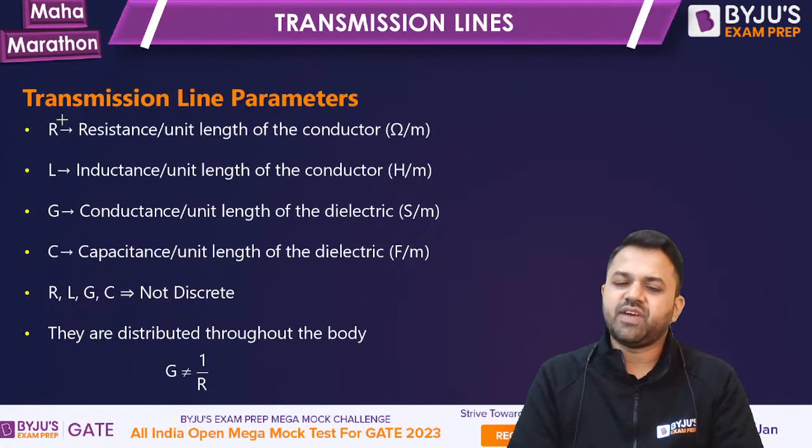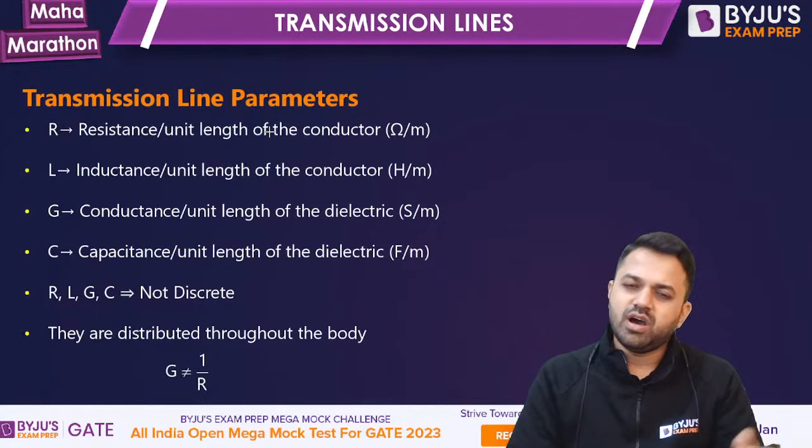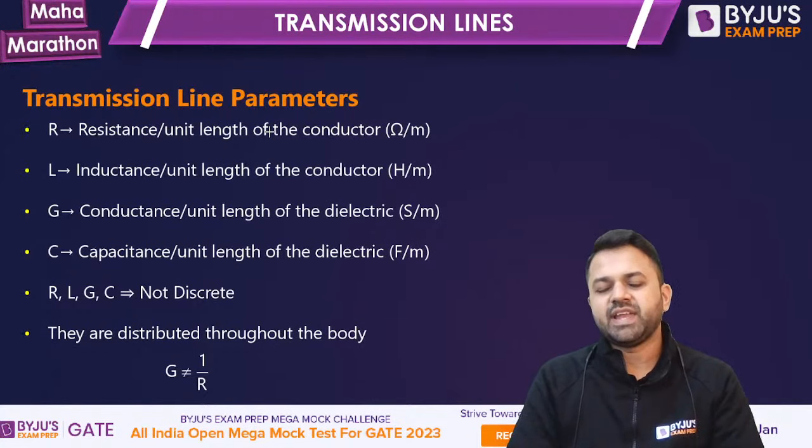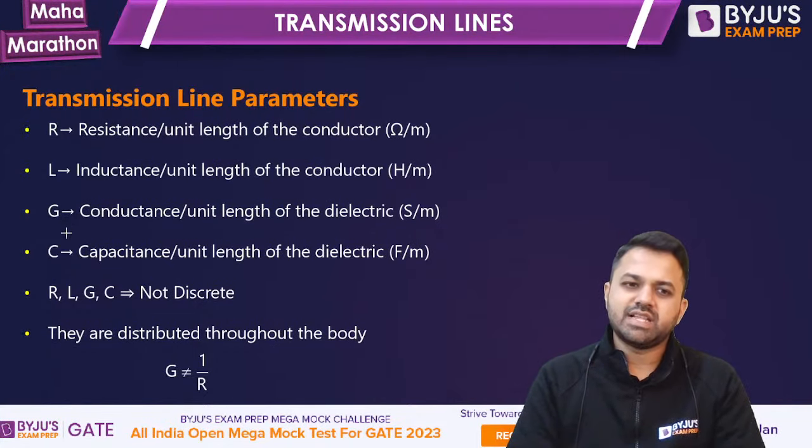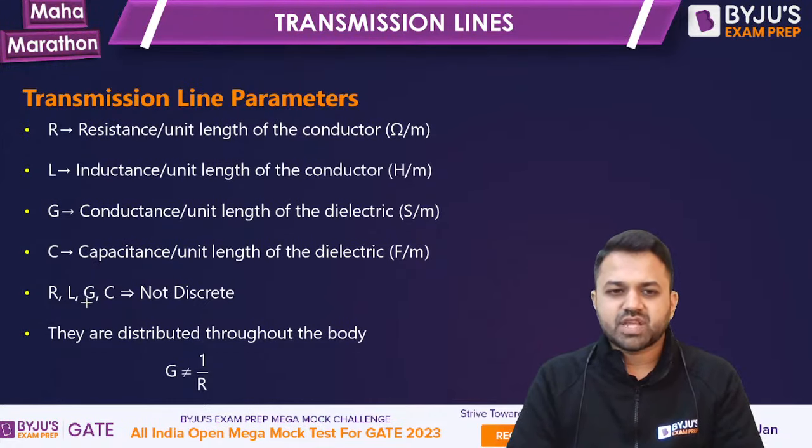So that is why, to apply the network theory, we define them per unit length. So RLGC are the resistance, inductance, conductance, and capacitance per unit length. These are not discrete, they are distributed.